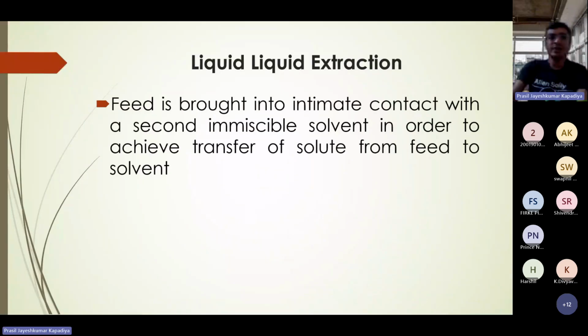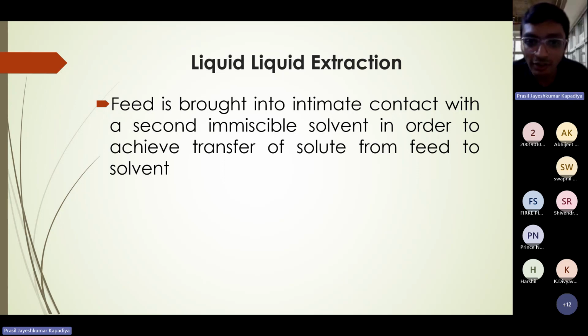Okay. So liquid extraction. Feed is brought into intimate contact with a second immiscible solvent in order to achieve transfer of solute from the feed to the solvent. Let's say I have some feed. Feed contains two components, A and B. I want to extract A from B using C. So in this case, we use liquid extraction using a solvent C to extract A from our feed.